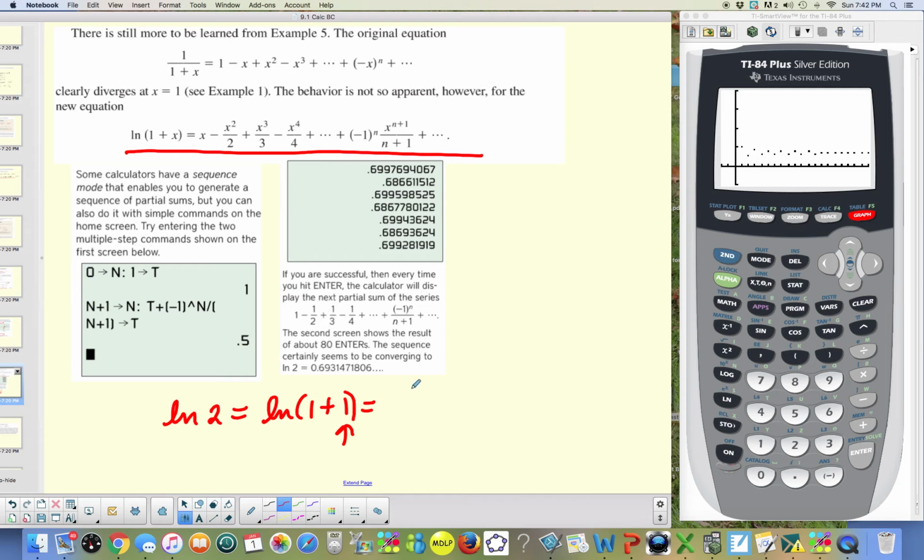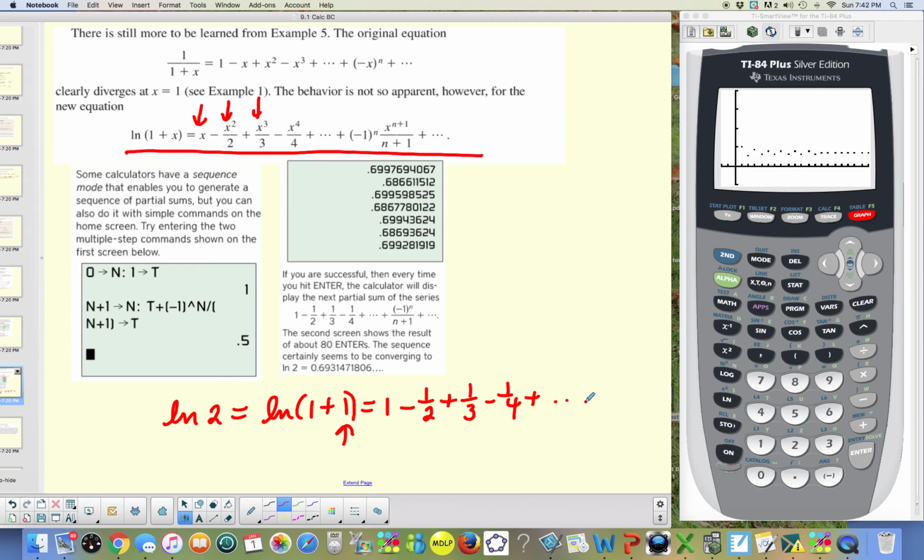So now everywhere I see an x, I am going to write the number 1, because that's what I'm substituting in there. So this will be 1 minus 1/2 plus 1/3 minus 1/4 plus, and so on and so on. And so that's what we're going to do.